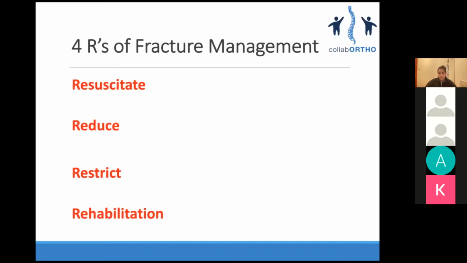Okay, so good. And then what do I mean by reduce? So you've done that, you've stabilized the patient, and you realize that there's a fracture there. What do I mean by reduce? I think you just realign it to normal anatomical parameters. Exactly. If you think the fracture is displaced, or if it's confirmed on an x-ray, you want to realign that fracture. I'll go into a bit more detail about each of these 4 R's in a second. Restrict. What do I mean by restrict?